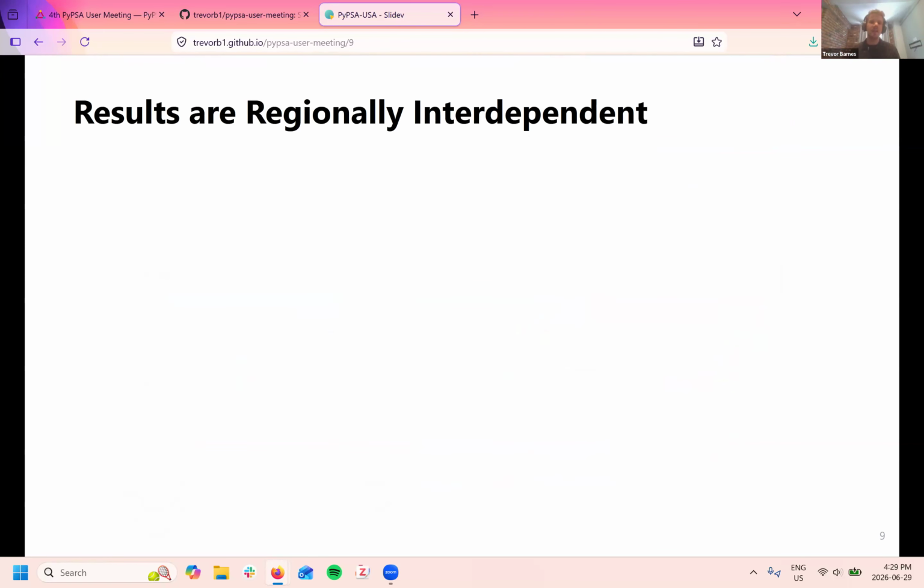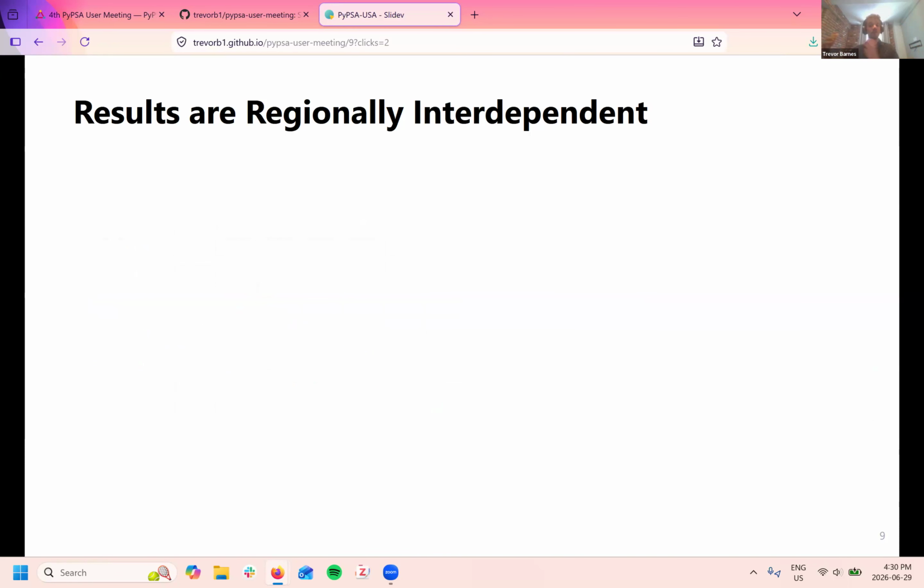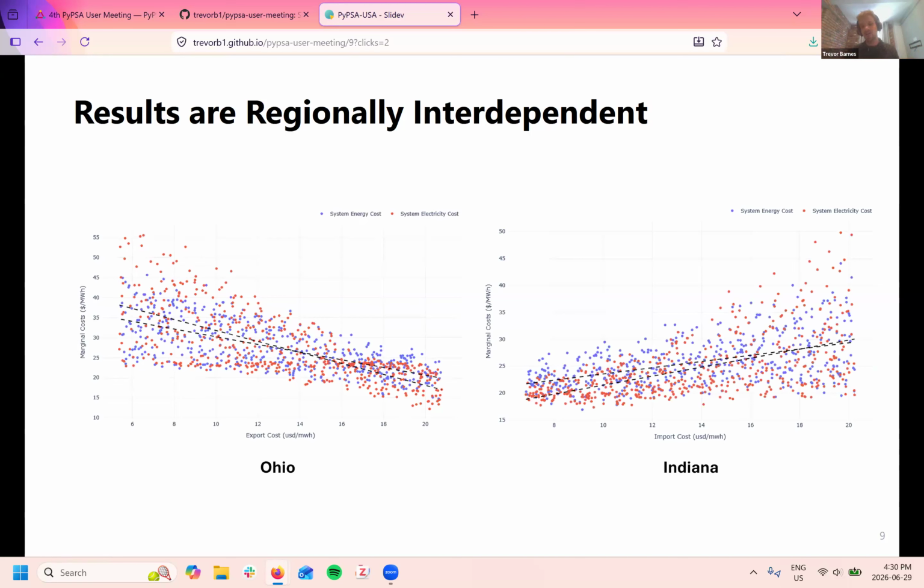And the last point I'll highlight here is that results are really regionally interdependent. And I'll do a quick case study with Ohio and Indiana. So Ohio here, if we plot our natural gas export costs along the X and our marginal costs along the Y, we can see that with a higher export cost, so they get more money from selling natural gas, their marginal costs go down. And in neighboring Indiana, if we plot their import cost, so a higher import cost means they pay more for natural gas, their marginal costs generally go up. So you get this one state winning, one state losing dynamic.